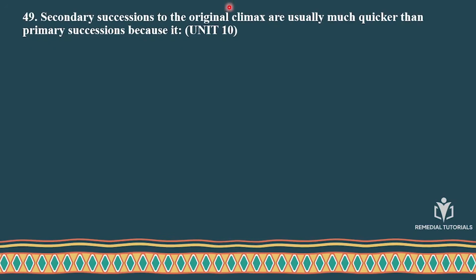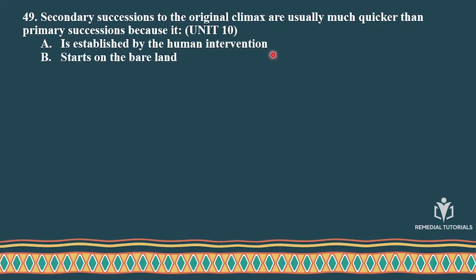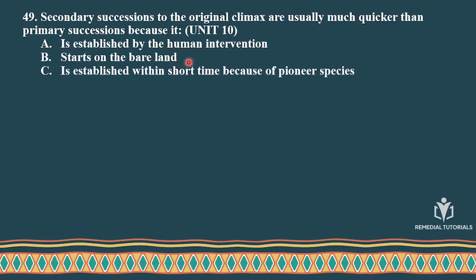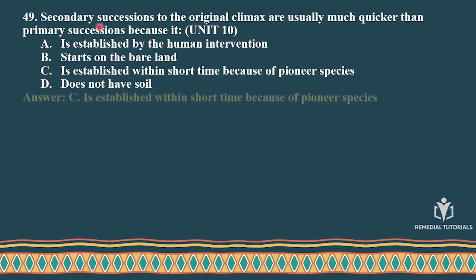Question number 49. Secondary succession to the original climax is usually much quicker than primary succession because secondary succession... A. It's established by human intervention. B. It starts on bare land. C. It's established within short time because of pioneer species. D. Doesn't have soil. The answer would be C.